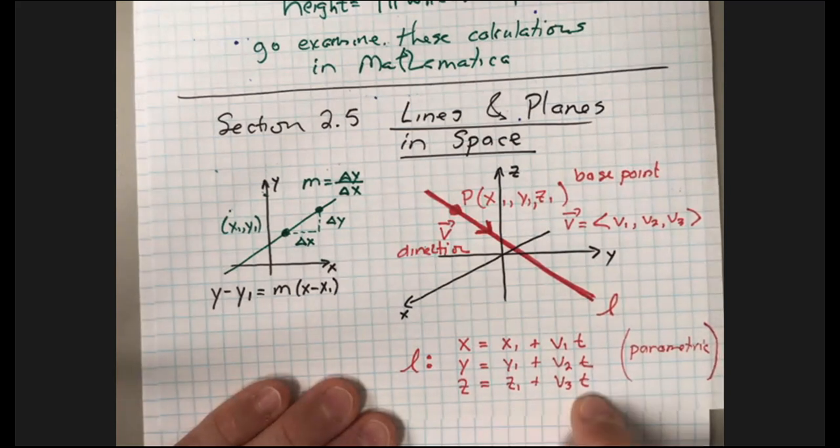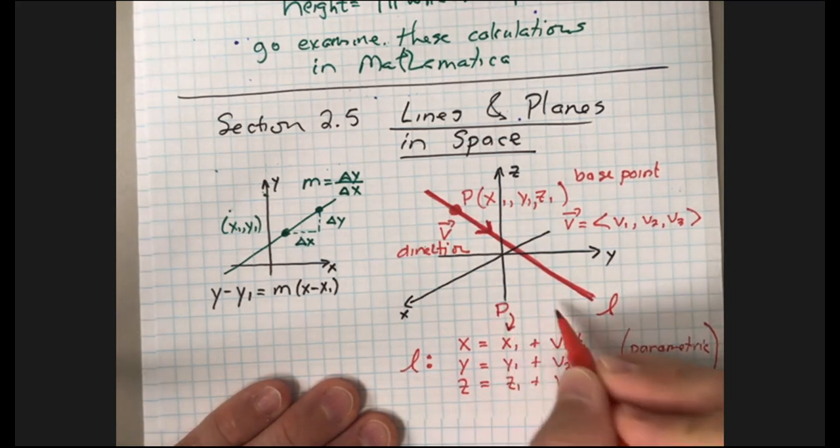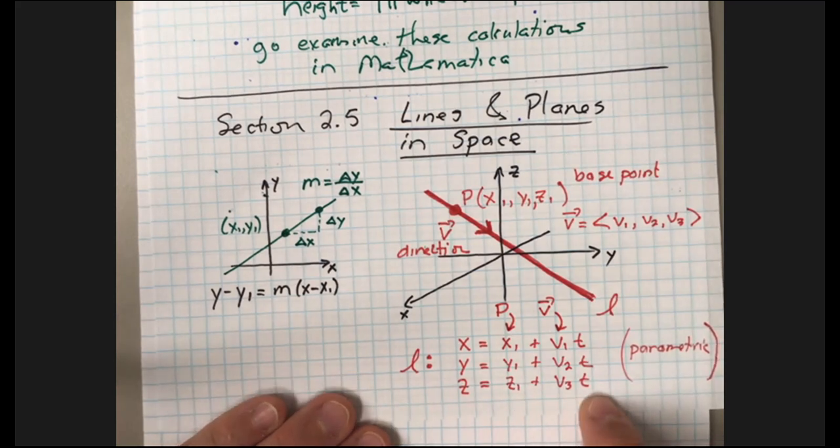of a line. This is the most direct way to describe a line. I use the vector direction and I use the base point to construct an image of where that plane or train is at any time. The T right here is called a parameter.